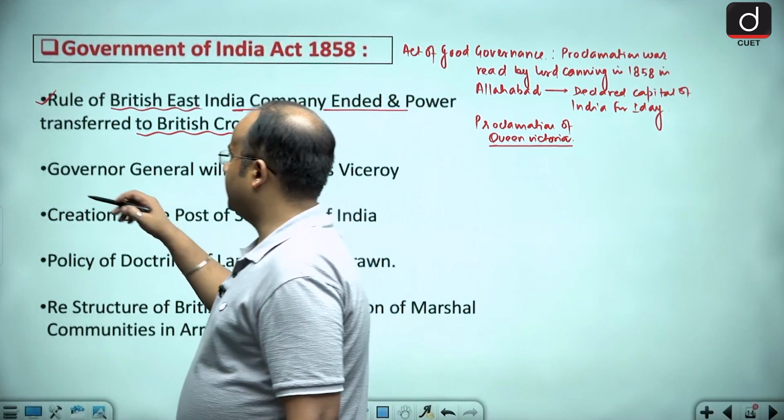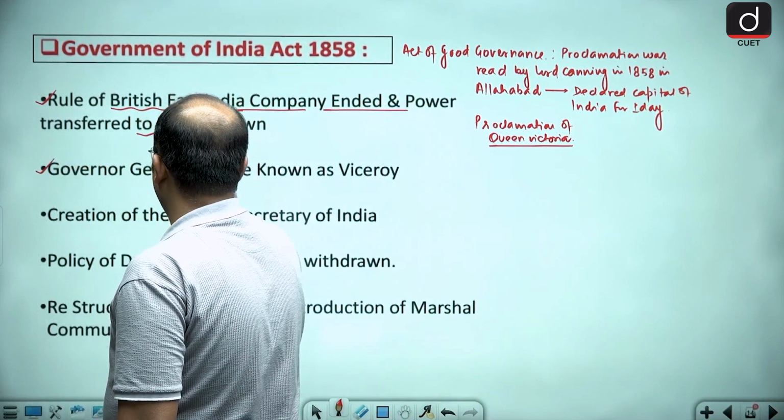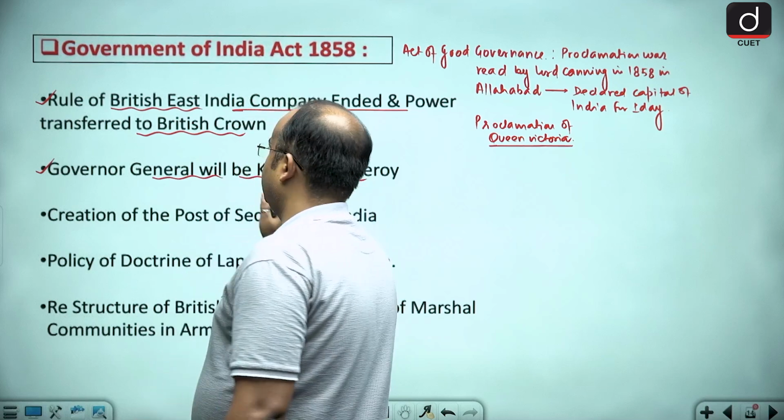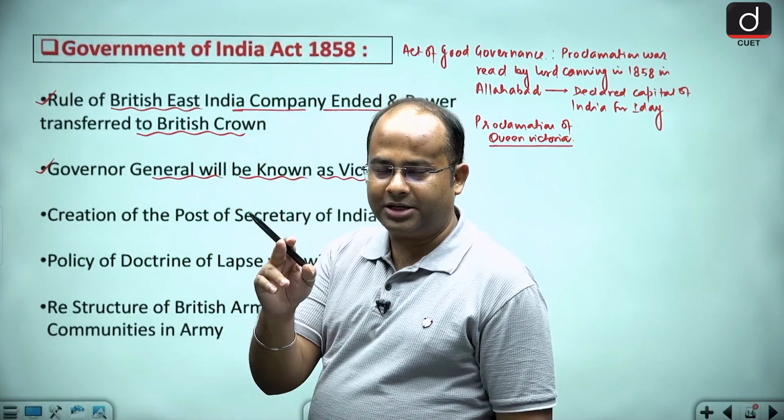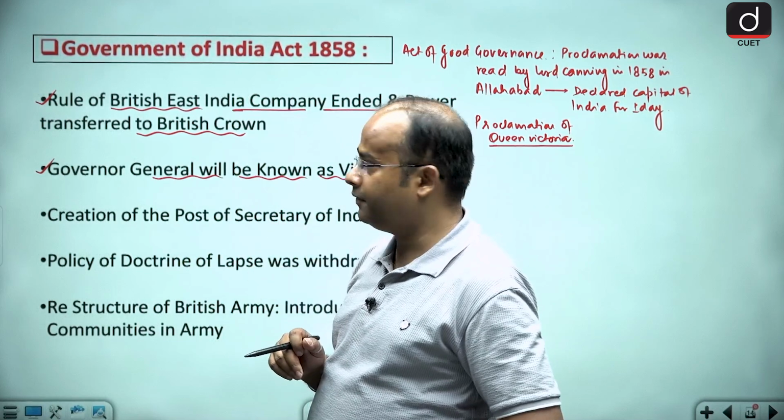Next, the Governor General will now be known as Viceroy. So Lord Canning became the last Governor General and first Viceroy of India.